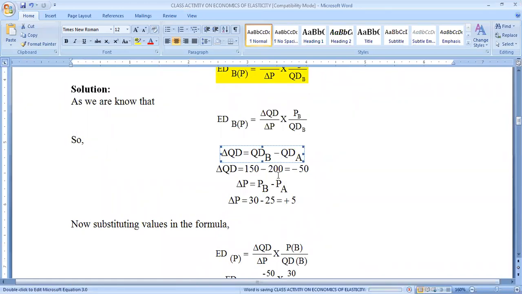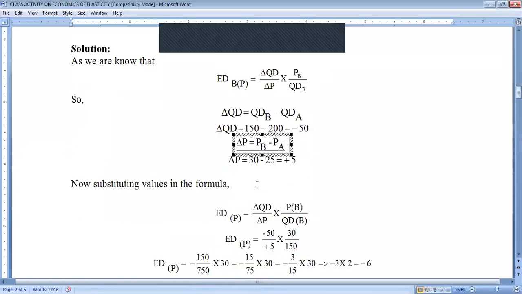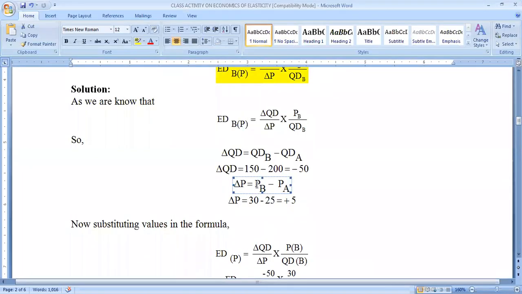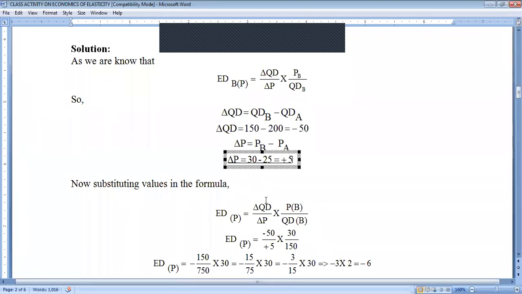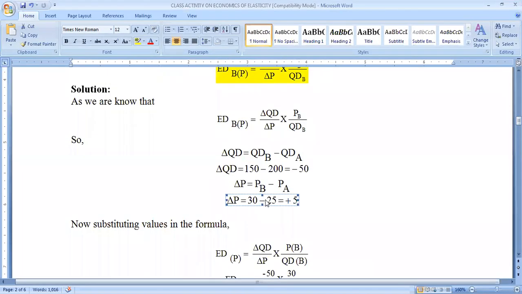So 150 minus 200 equals minus 50. Then delta P should be the difference between the price at point B minus the price at point A. The price at point B is 30 and the price at point A is 25. The difference is plus 5, right? So we have calculated delta P, and we have calculated delta Q.